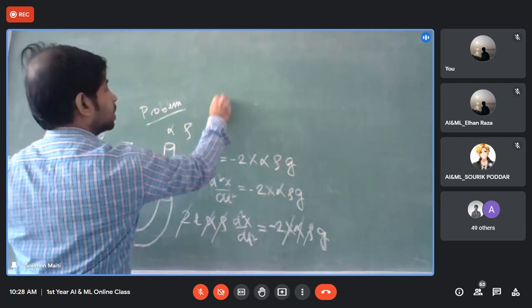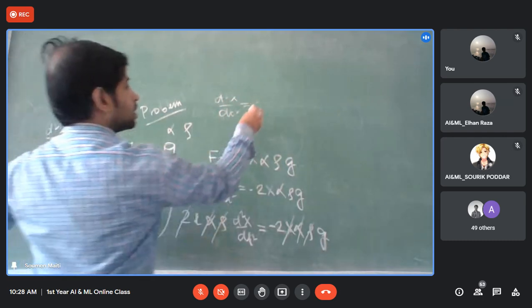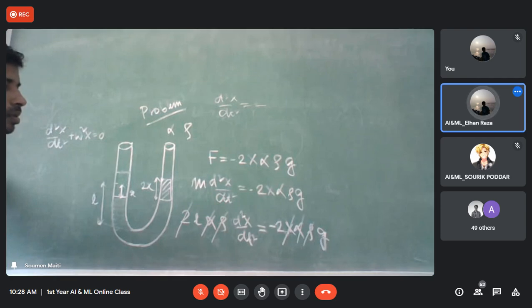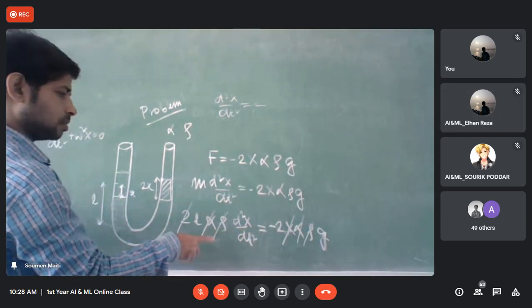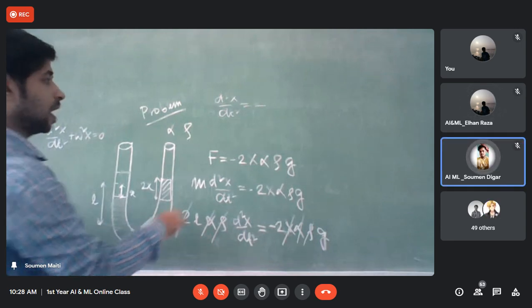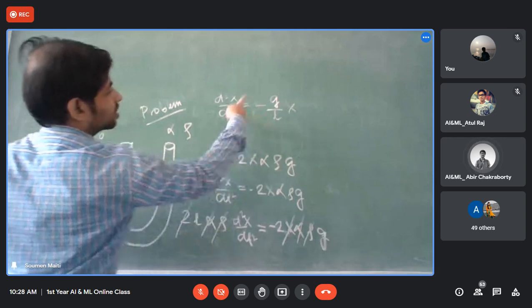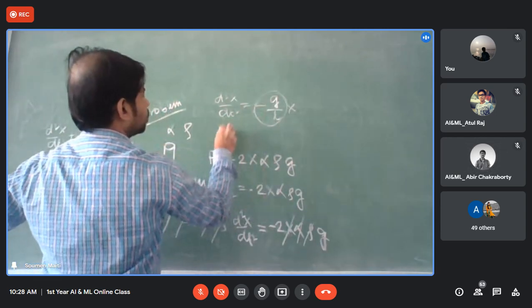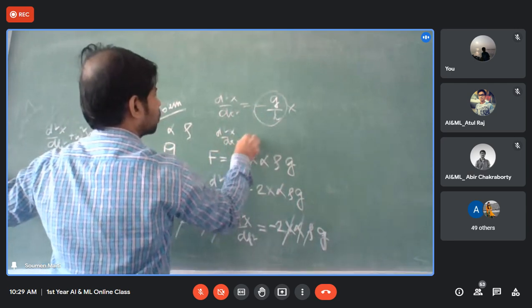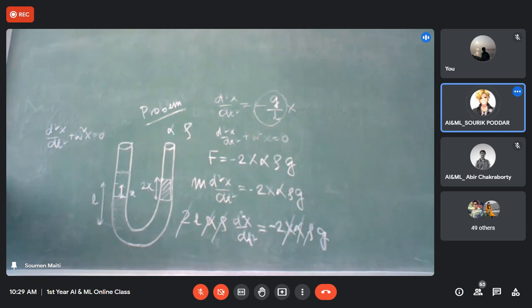Can I write it down? d²x/dt² is equal to minus how much? xg by L. So obviously you can take this one, this is omega square. If I take this one, d²x/dt² plus omega square x equal to zero. Yes or no? Is it clear to everyone? Yes, sir. Okay, right?